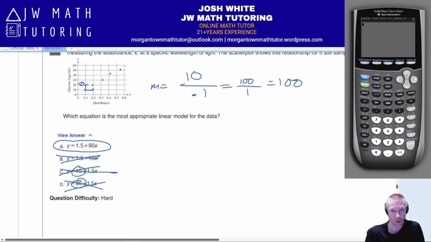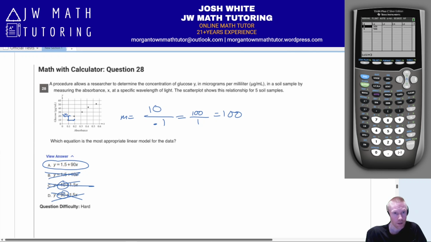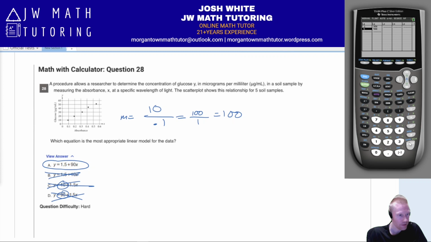Now, here is an alternate method where you could use the graphing calculator to figure this out. So what I'm going to do is go to the Stat menu, go to Edit, and put in values for two of the points on this graph. The first point has an x value of, we're just going to estimate 0.1, and it has a y value of 10. The second point we're going to look at is this one, x value 0.2, y value of 20.